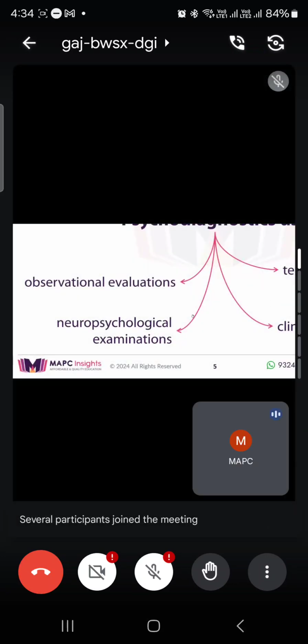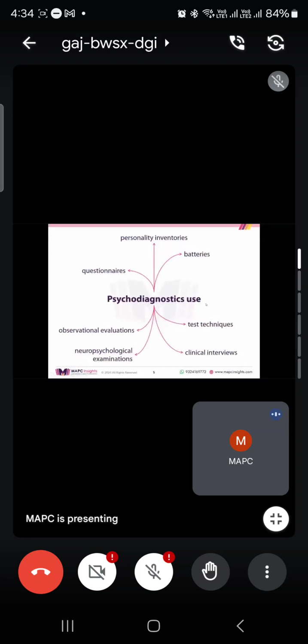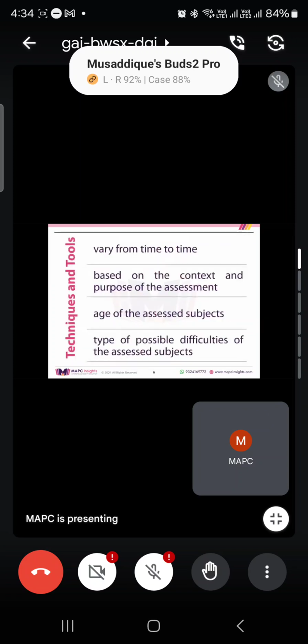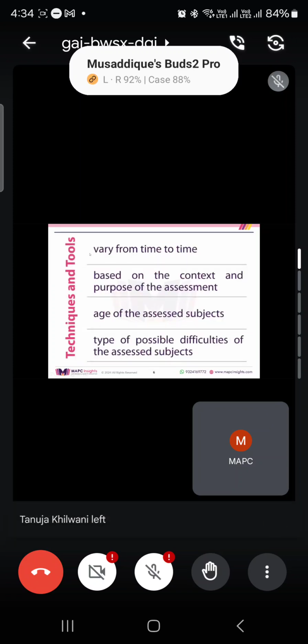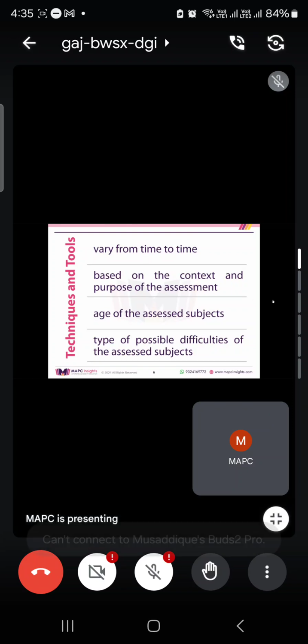Okay, and then again we have the neuropsychological examination. So these are the various tools which are used by the psychologist to do the diagnosis. These techniques and tools vary from time to time.